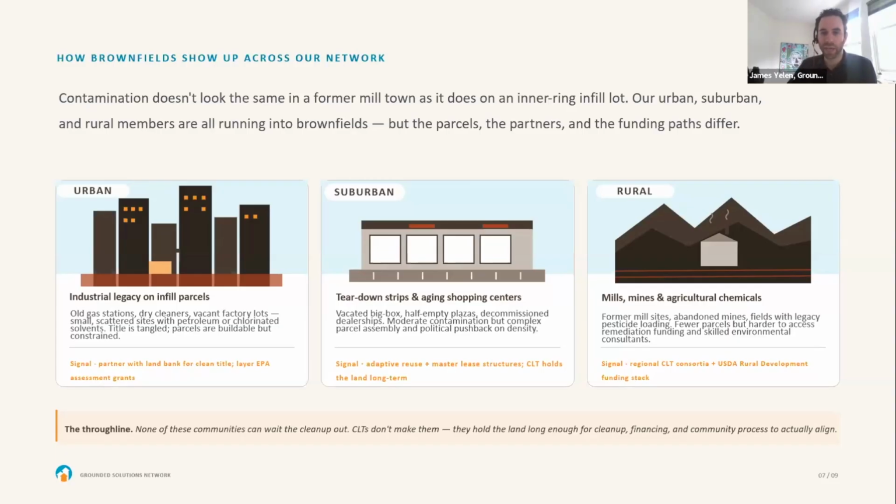It's the same model in each case, right? You're trying to remediate those sites, ideally taking the lead from community members, and then transform them to community assets and then keep them permanently accessible and affordable.